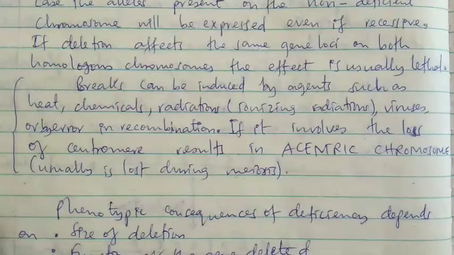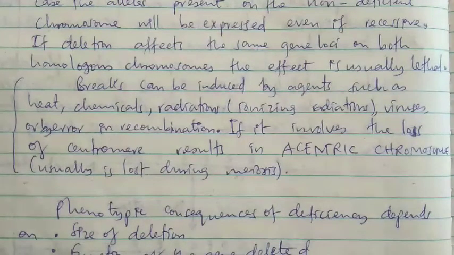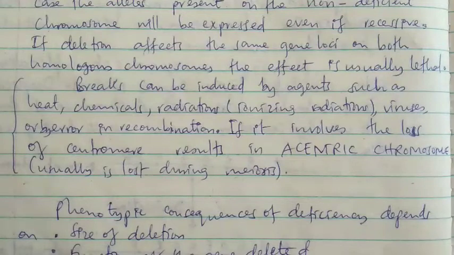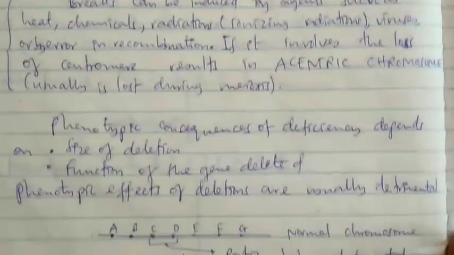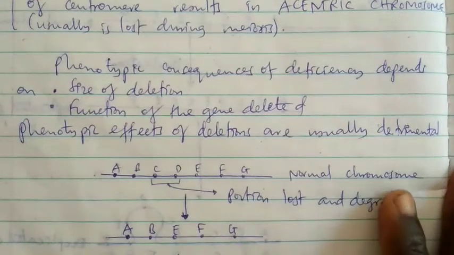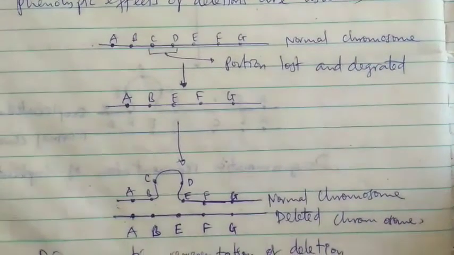Breaks can be induced by agents such as heat, chemicals, radiation, ionizing radiations, viruses, or by errors in recombination. If it involves the loss of the centromere, resulting in an acentric chromosome, it is usually lost during meiosis. An acentric chromosome is a chromosome that has no centromere, and it is often lost during meiosis. Phenotypic consequences of deficiency depend on the size of the deletion, but also on the function of the gene deleted. Phenotypic effects of deletion are usually detrimental, meaning they often lead to the organism failing to survive.